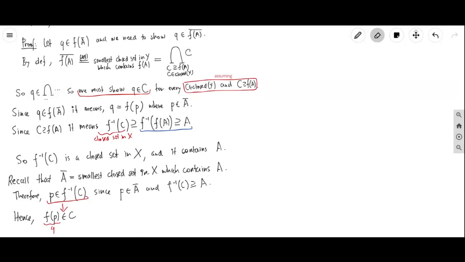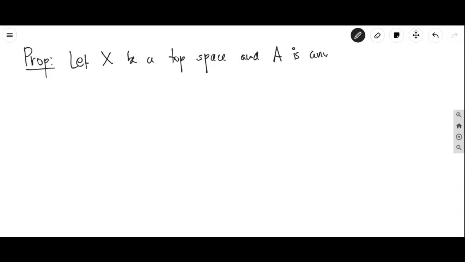So we have this. Now I wanted to mention another proposition. This one's actually very easy to prove. We'll put this on the homework problems. So this is the next proposition I wanted to mention. Let X be a topological space, and A is any subset with the subspace topology. This is what we talked about in the previous lecture.